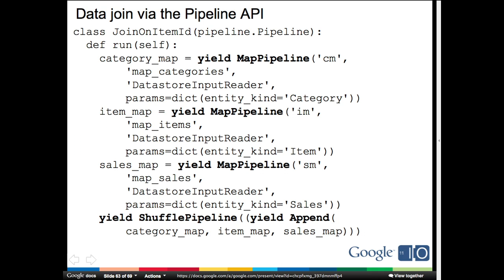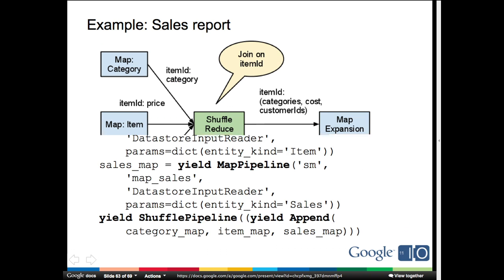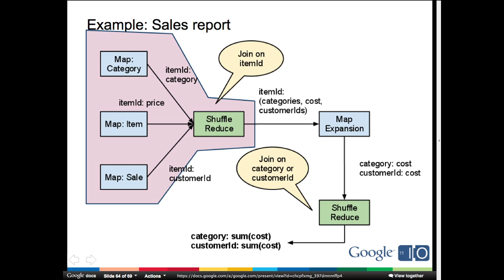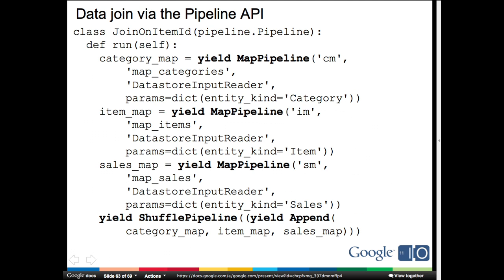So here's the data join on the Pipeline API. The first thing we need to do is the left part of this. Actually, I have this in red. Yeah, so this part: mapping three things together, joining them, and then doing shuffle and reduce. That's the first step. I want to do that part. So here's the Python code to describe that.